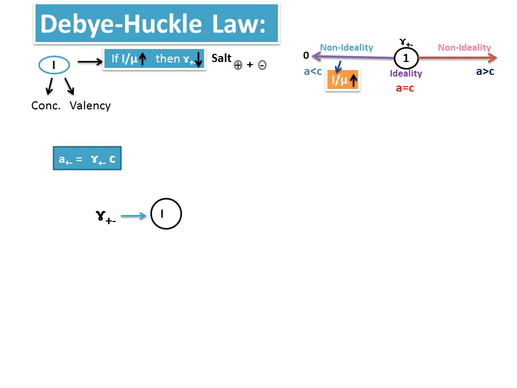We have a formula A is equal to gamma into C. Here A positive negative means the mean activity for positive and negative both, so gamma positive negative is the mean activity coefficient for both ions. The mean activity coefficient is inversely related to ionic strength. If I or mu is increased, then gamma positive negative will be decreased.